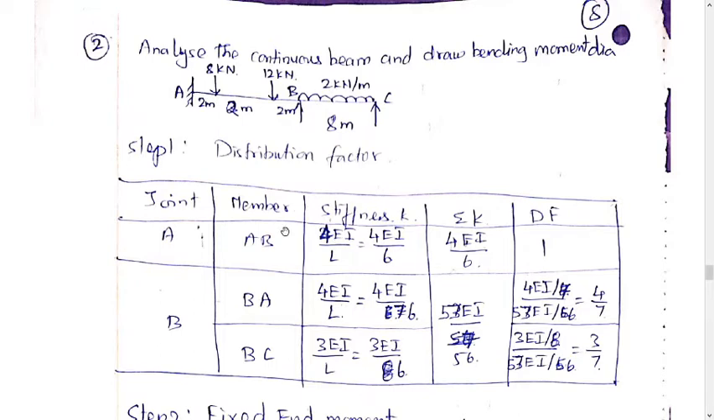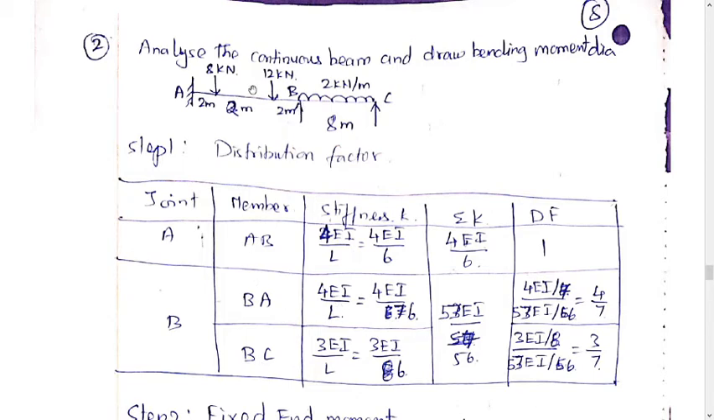So the first step is to find the distribution factor. You know that at joint A you have member AB, at B you have BA and BC, two members, and at C you have CB. It is not needed to mention C because it has only one member. Naturally it will lead to a DF of 1. So at B only we have to focus, on BA and BC.